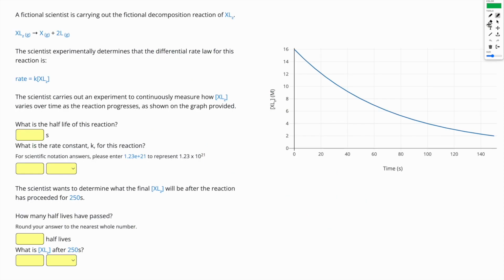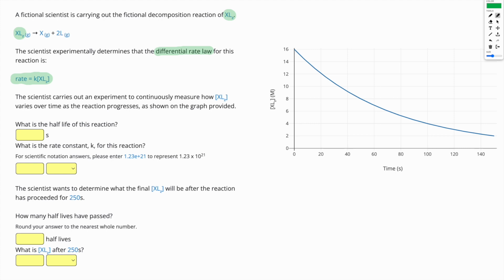In this question, a fictional scientist is carrying out the fictional decomposition of XL2, which we can see in our reaction there. The scientist experimentally determines that the differential rate law for this reaction is rate equals K multiplied by the concentration of XL2. That makes sense because it's a first order reaction.